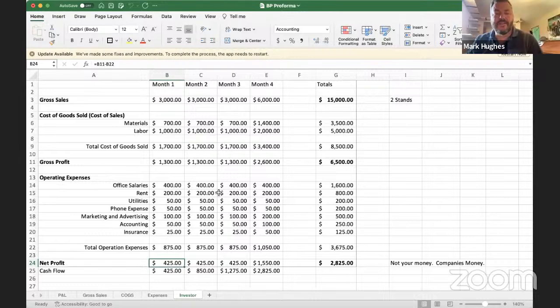So hopefully this helps you understand why you have to track your profit and loss every single month on paper.